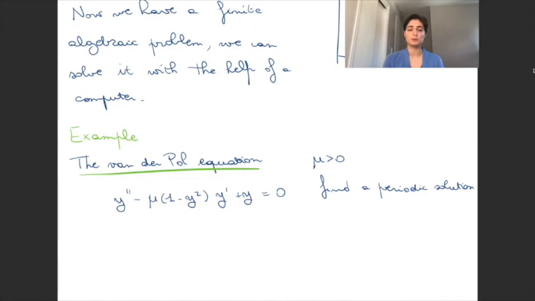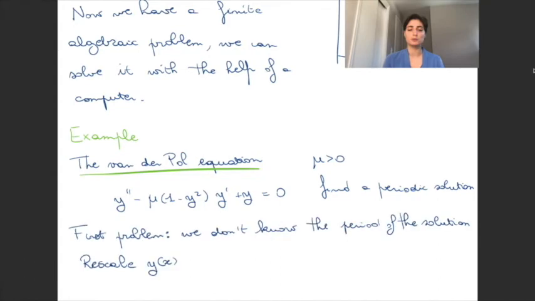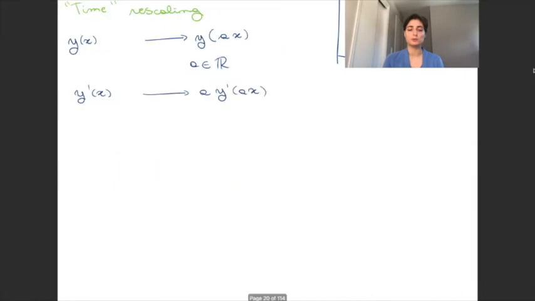There is a parameter that is called mu, and we have to set it strictly bigger than 0. You notice that if mu is equal to 0, then we go back to the previous equation. So we try to find a periodic solution. And the first problem that we bump into is that we don't know the period of the solution itself. So we want to rescale y of x such that y of x with the rescaling is periodic on a period that we know about.